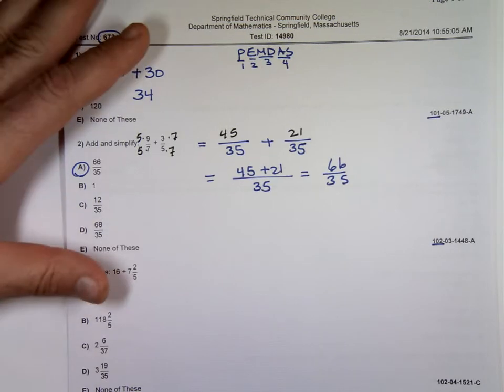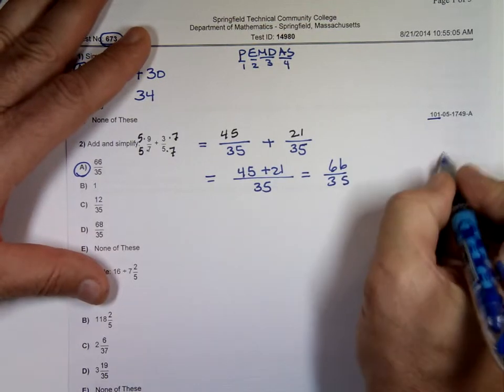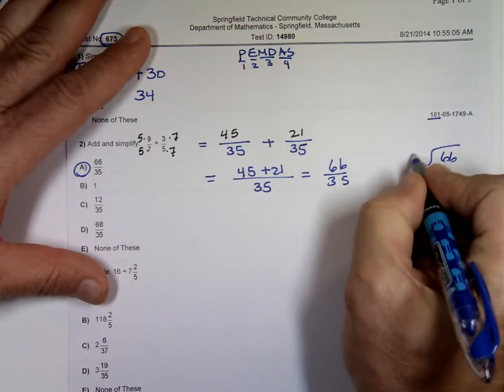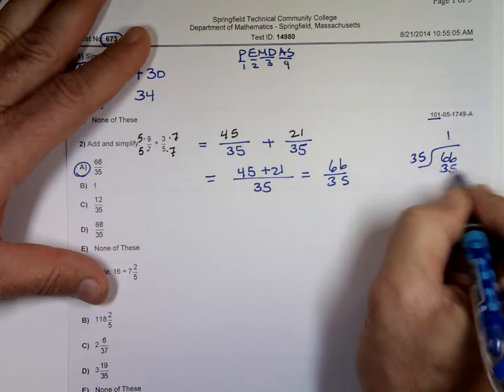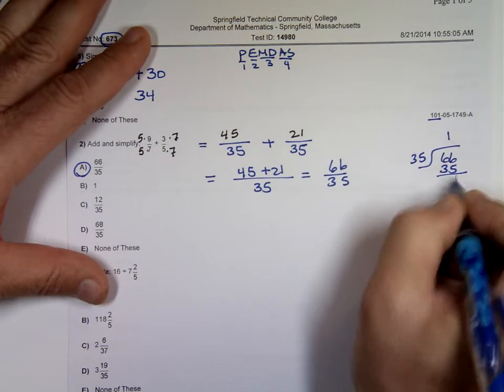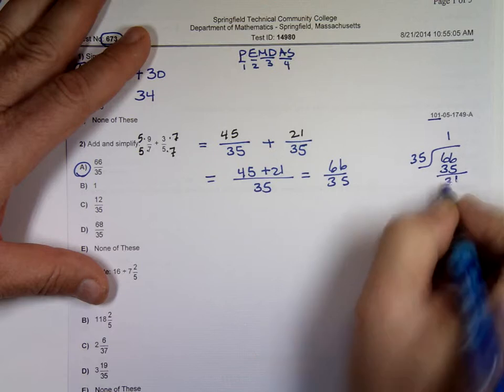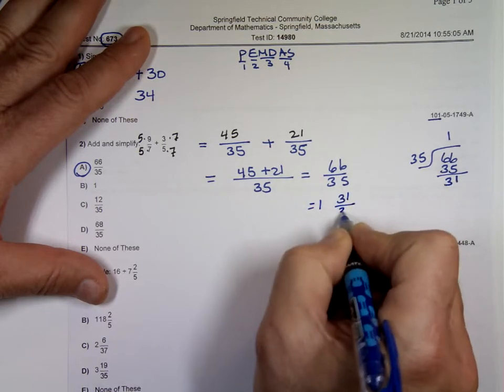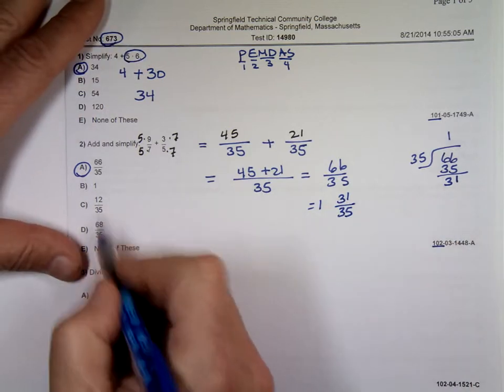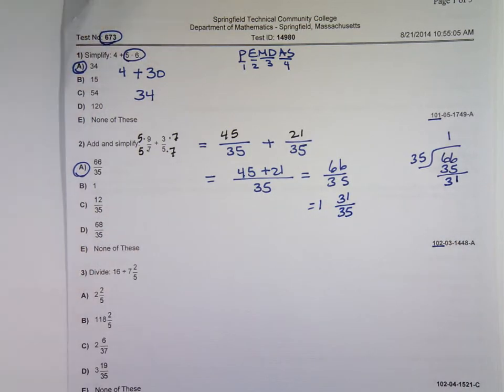But if you wanted to convert that, you go 66 divided by 35, which is 1. 1 times the 35 is 35. 5 from 6 is 1. 3 from 6 is 3. So it's 1 and 31 over the 35. But notice again, none of these numbers are mixed numbers. So just a waste of my time.